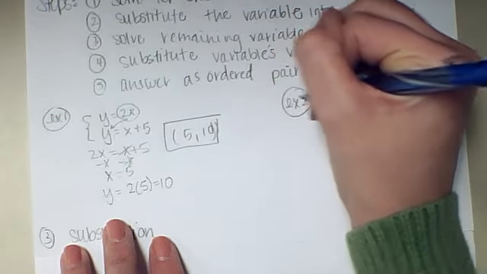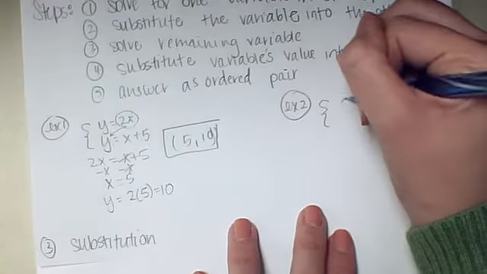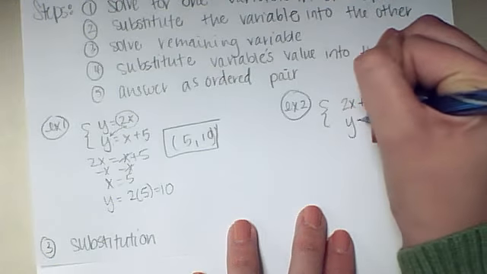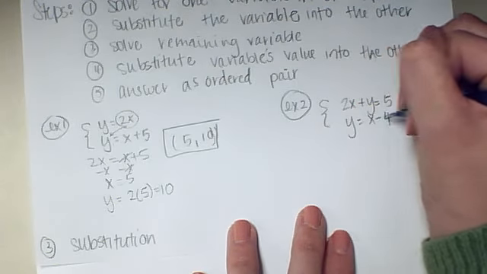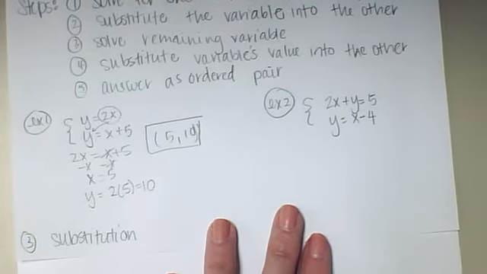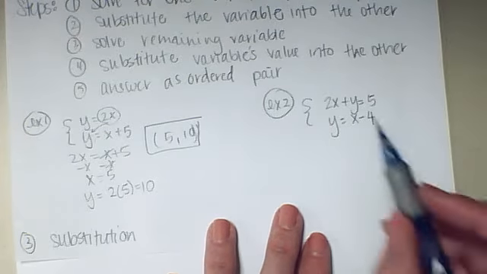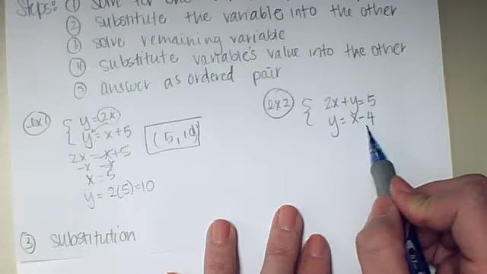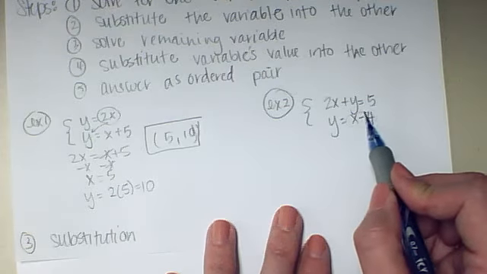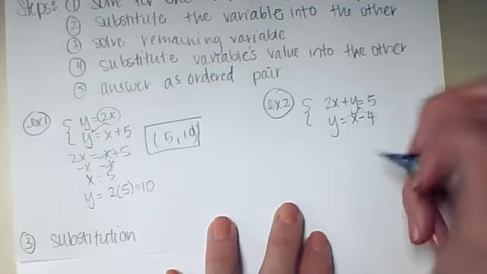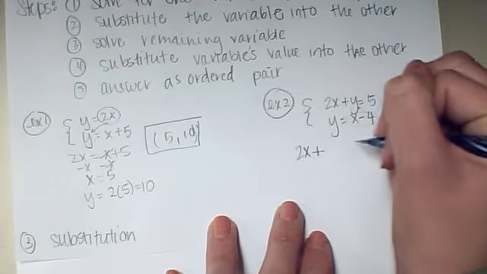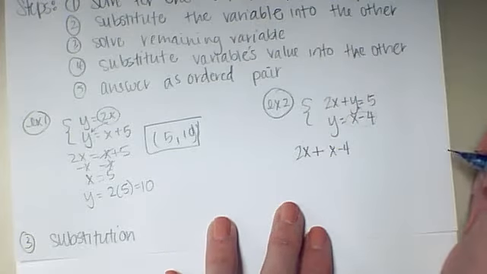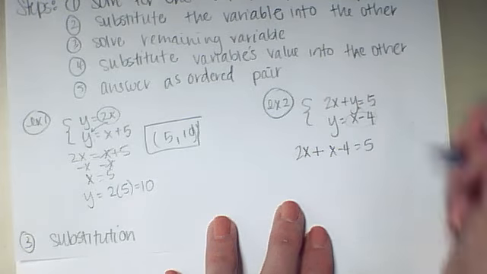Let's look at another one. The system is 2x plus y equals 5, and y equals x minus 4. Okay, again, do I have a variable by itself? Well, yes, I have y by itself right here. It's equal to x minus 4. So I'm going to take that and plug it into the other one where I see y. So I have 2x plus, and in place of y, I'm going to write x minus 4, because that's what y equals, and it equals 5.